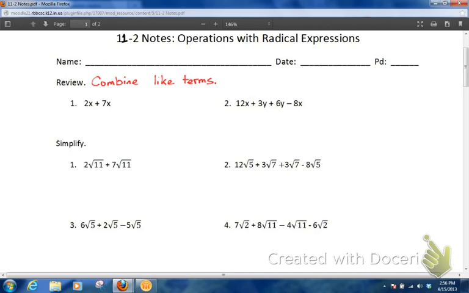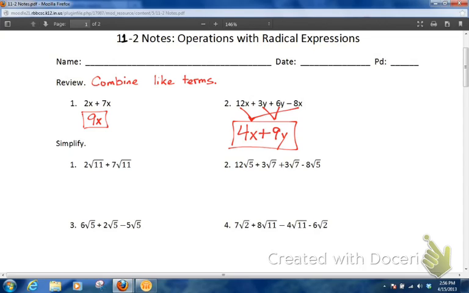So, how do you take 2x plus 7x? Well, they're like terms. You just add them together and you get 9x. 2x's plus 7x's is 9x's. Over here on number 2, 12x plus 3y plus 6y minus 8x. Again, combine like terms. 12x minus 8x gives you 4x. And 3y plus 6y gives you positive 9y. I cannot combine those two because they are not like terms. So you're simply combining like terms.